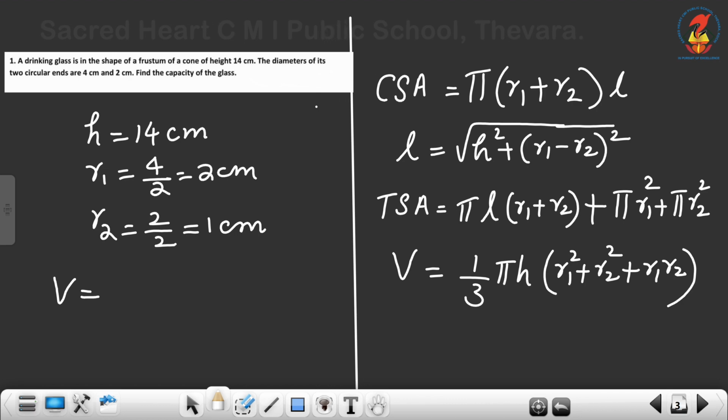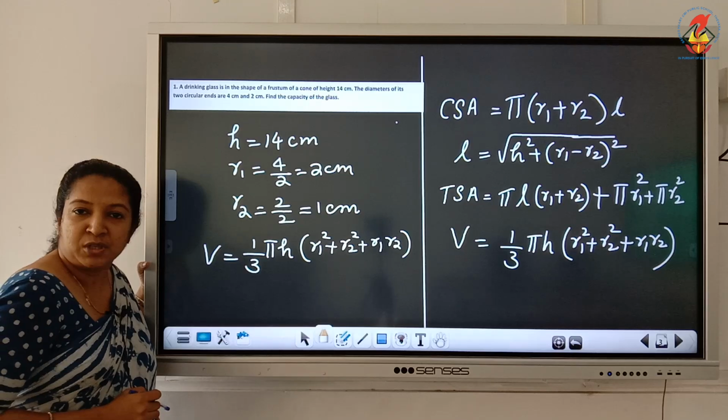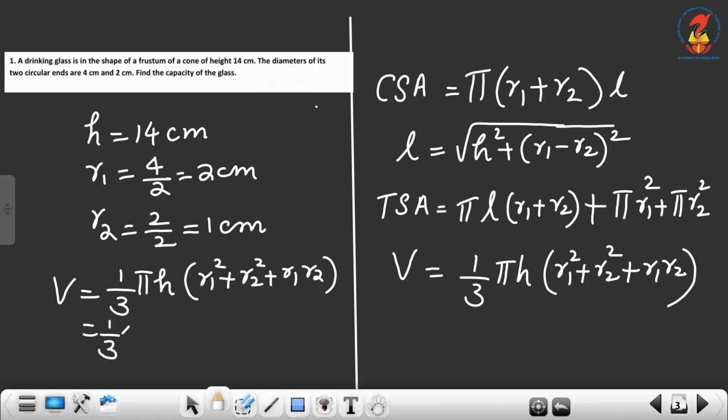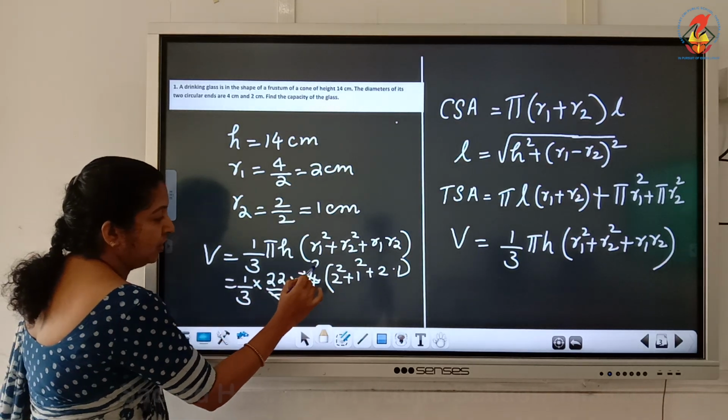What is the volume? Volume is equal to 1 by 3 pi h into R1 square plus R2 square plus R1 R2. We have to substitute the values. So 1 by 3 into what is the value of pi? 22 by 7. 22 by 7 into what is h? 14 into R1 square, 2 square plus 1 square plus 2 into 1. So we can cancel 7 and 14. We will get 2 there.